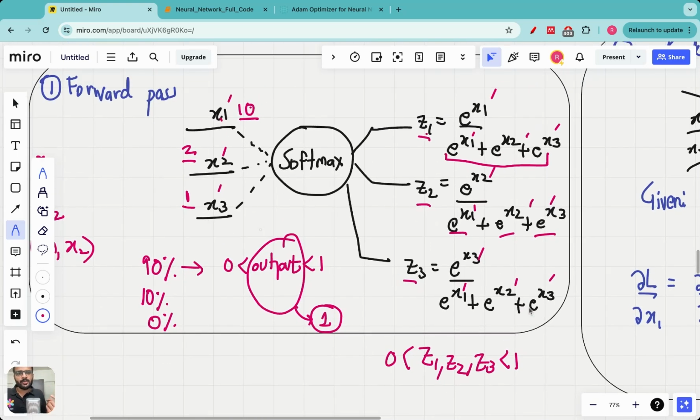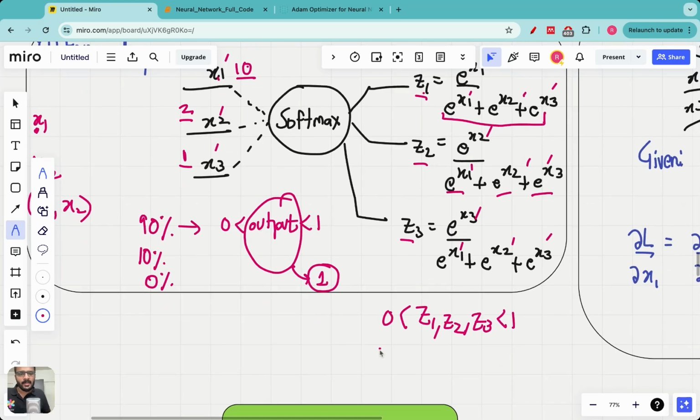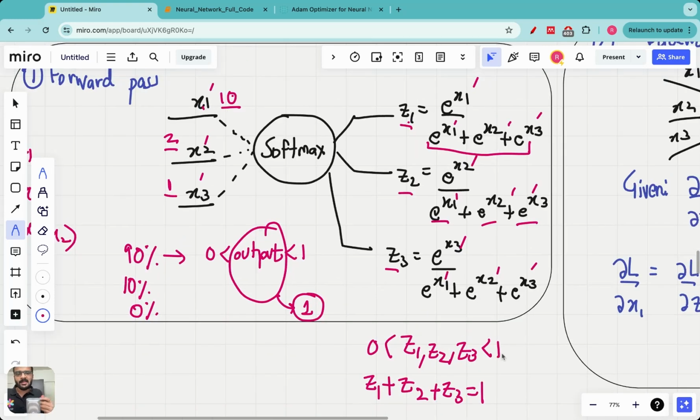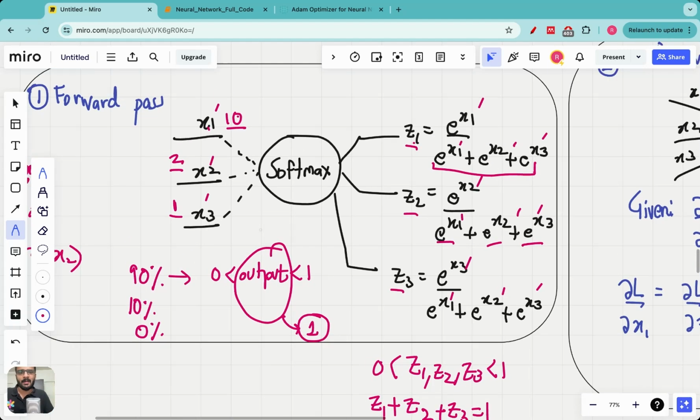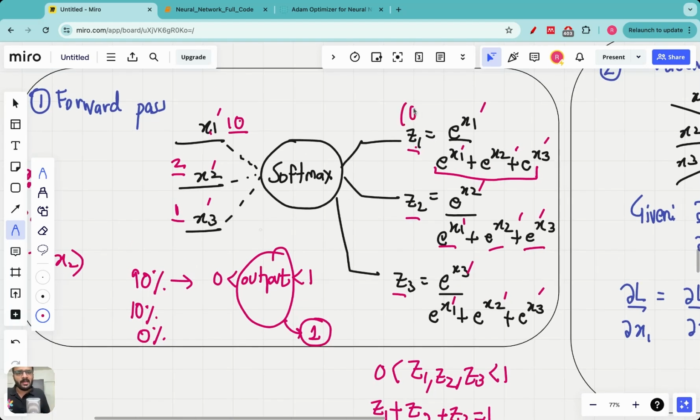That's the first conclusion. The second conclusion, if you look at it closely, is that Z1 plus Z2 plus Z3 will be equal to 1. This is amazing because now they are directly related to probabilities. So my Z1 can be, just rough values, 0.9, Z2 will be 0.1, and Z3 will be 0, let's say. Then these are much more closely related to probabilities, right?